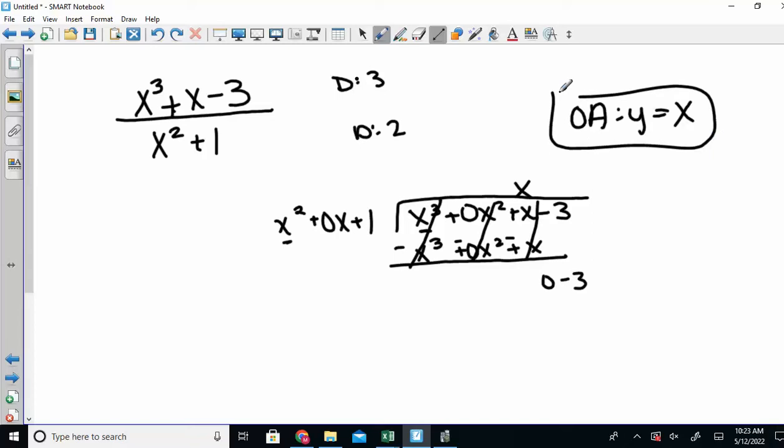Wait, where does the -3 go then? We just ignore it. Remember with the oblique asymptotes, we never finish the long division. We just stop once we get the slope and the y-intercept. So it'd be the 0 then? Yes.